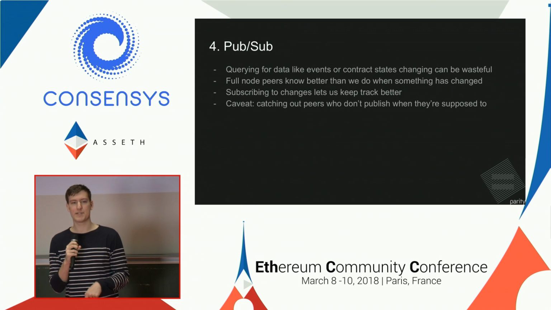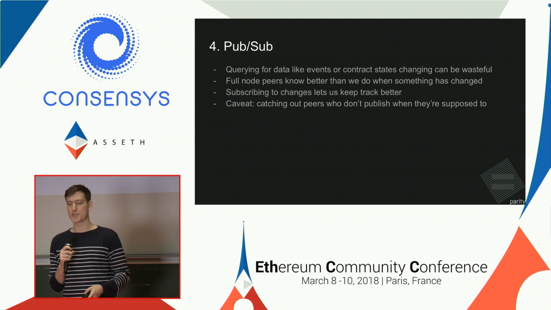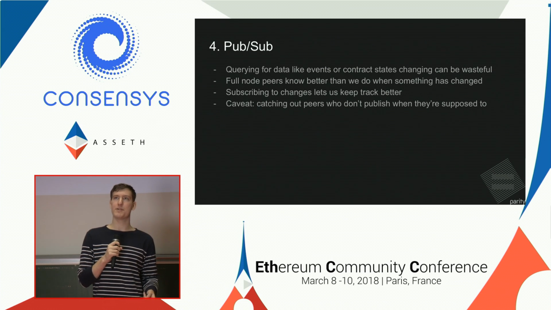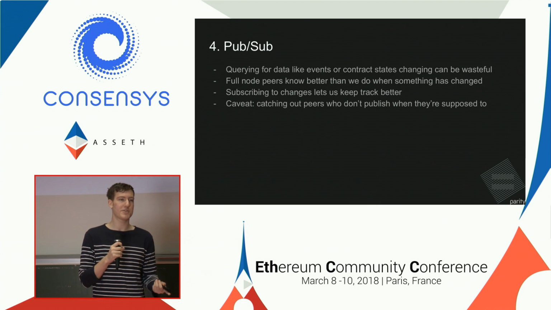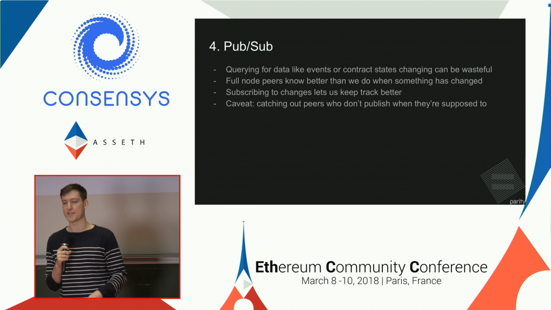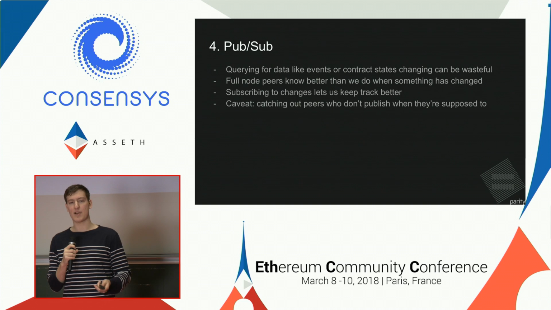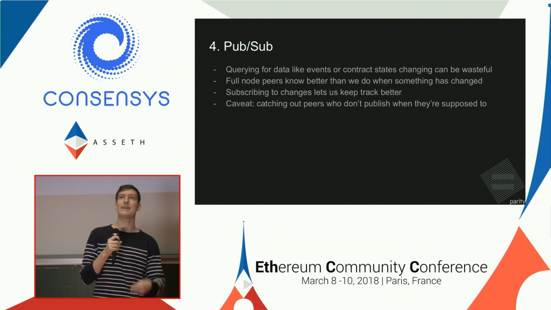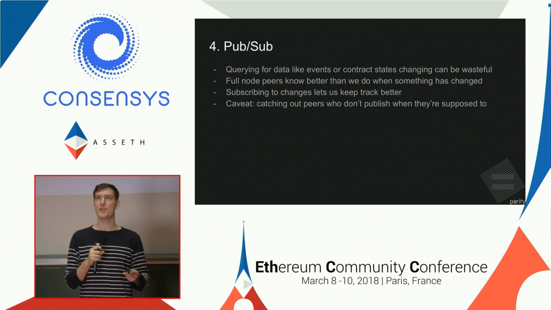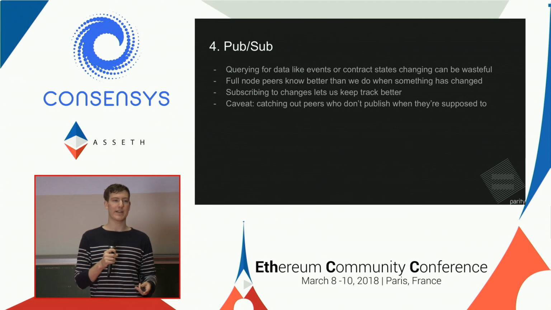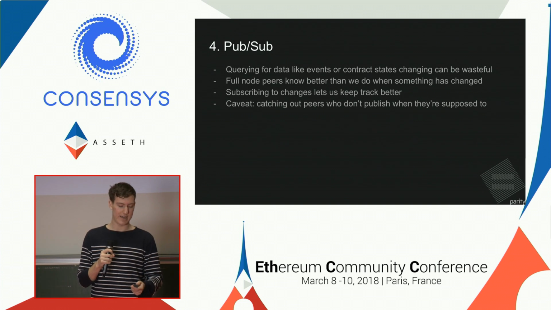So the last thing we want to think about is this concept of a publish-subscribe system. So our full node peers, as a light client, know a lot better when something has changed in a contract than we do, because we just don't have that state, and it's fairly bandwidth intensive to download the updated state every block. So if we can introduce a publish-subscribe system, our peers can push that data to us as it's updated. But the hard part is there's no real way to check if a full node peer has just skipped sending us something that has changed.